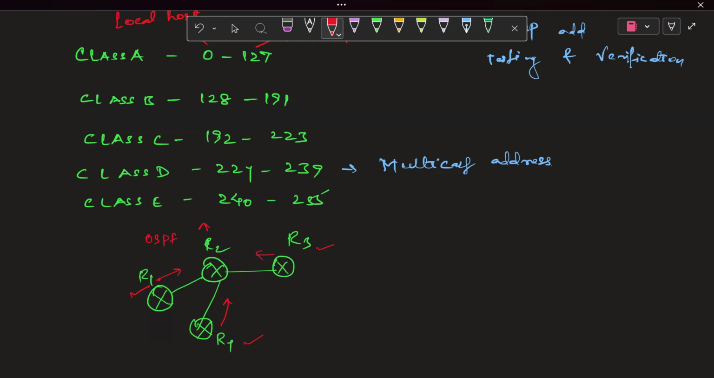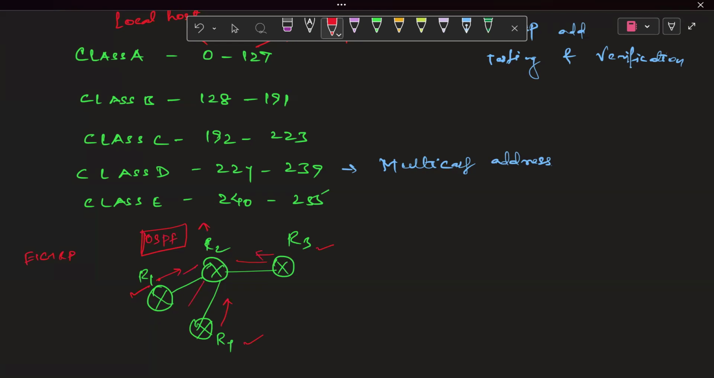It will send it to one multicast address. And if it is going to send on the multicast address, what will happen? All the devices coming under that will receive that information. So if we are taking OSPF here, OSPF will have a reserved multicast address. If you are using EIGRP, it will have one reserved multicast address, like that only.